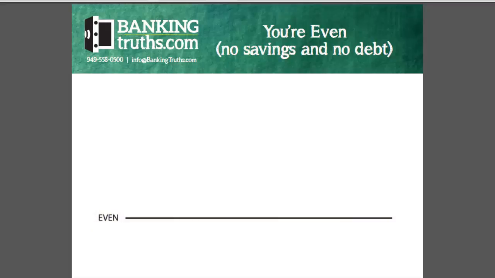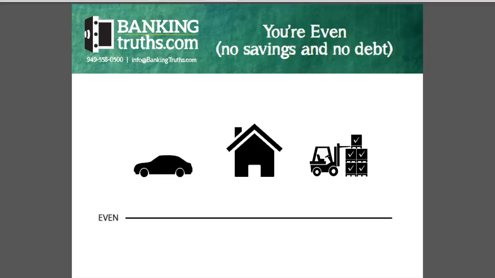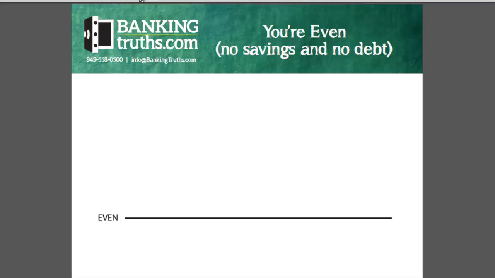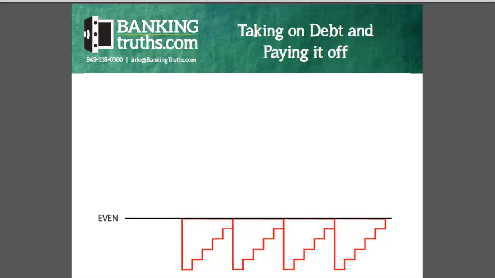And all that's fine and good right up until you need to make a purchase in life. So all of us need to buy cars, homes, business equipment, inventory. And in order to do so, you either need to use your own money that you've saved up or you need to pay for the use of somebody else's money through financing. And let's look at the first one, taking on debt and paying it off. So you can see that red line that extends down below the even line represents you making that purchase using somebody else's money, and the stair steps heading up to the right represent you making systematic principal and interest payments to get back to even.